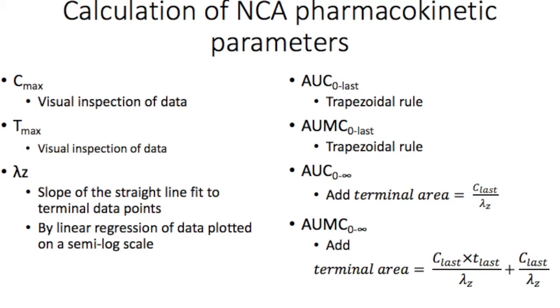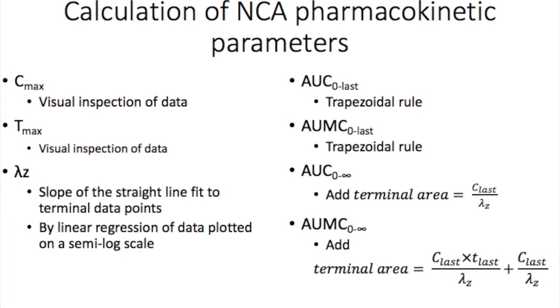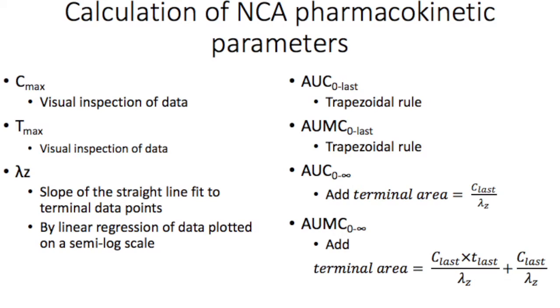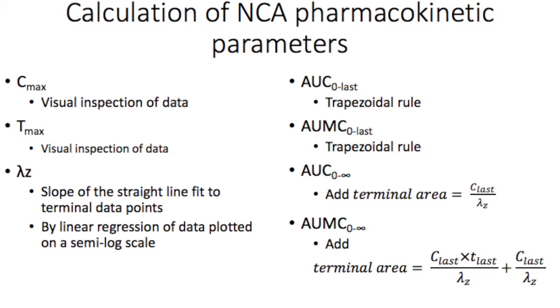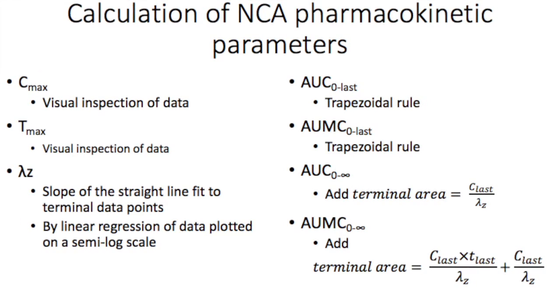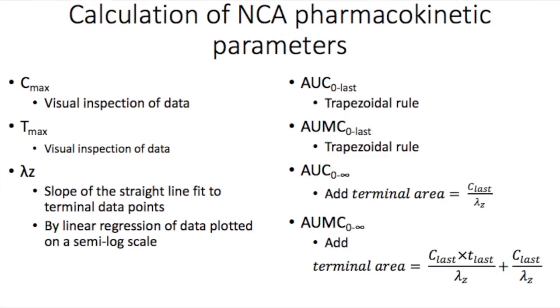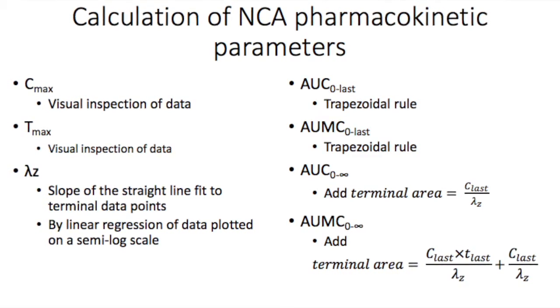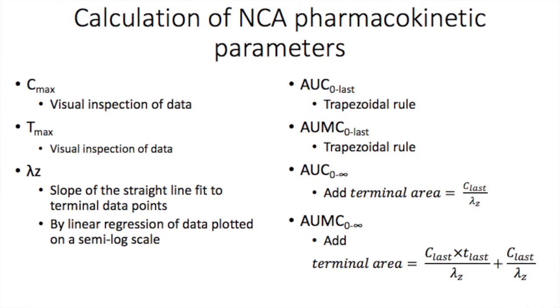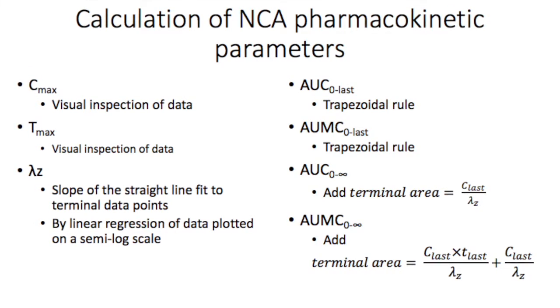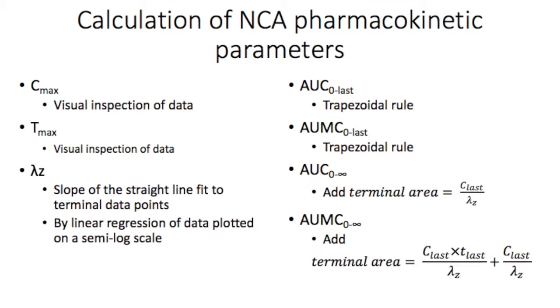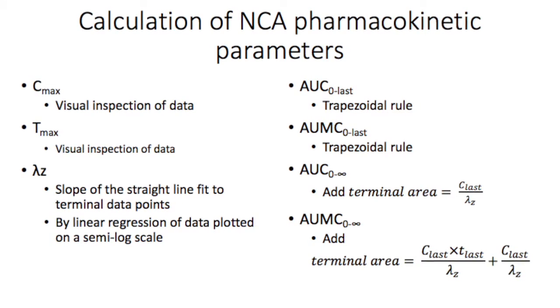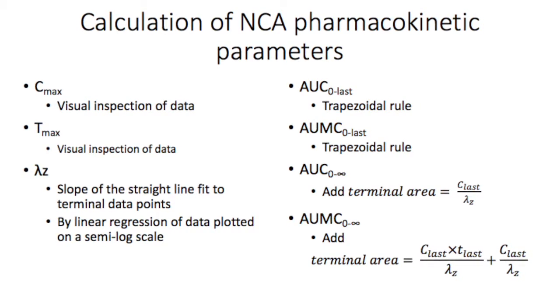The methods by which non-compartmental analysis allows us to calculate several pharmacokinetic parameters are listed in this slide. You'll see that Cmax and Tmax are determined directly from the measured data. Lambda z, or the slope of the terminal portion of the plasma drug concentration time curve, is calculated as the slope of the straight line that is fit to the data points from the terminal phase by linear regression after these points are plotted on a semi-logarithmic scale.